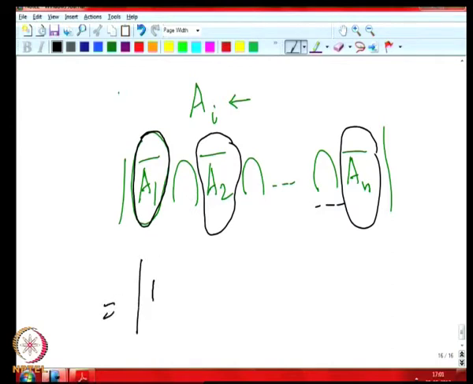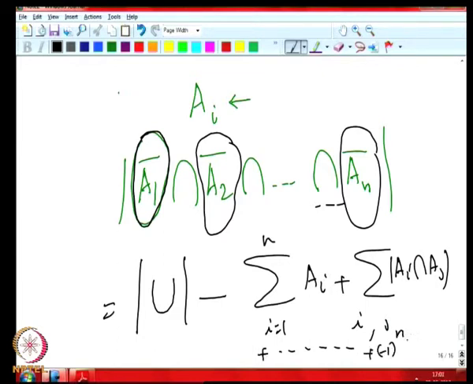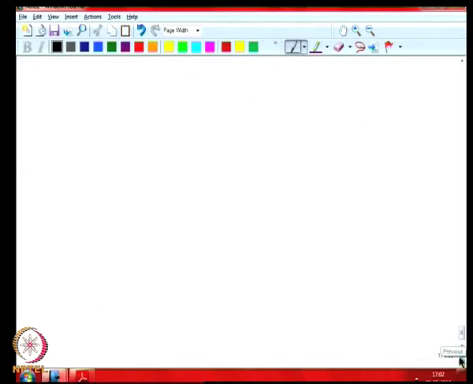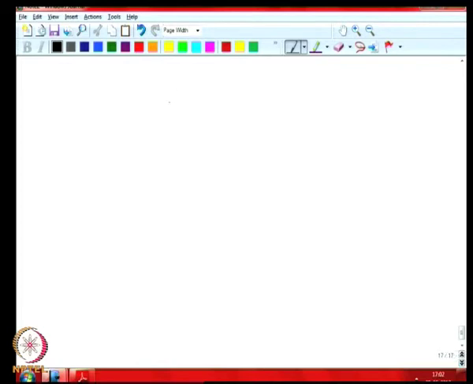This is, by inclusion-exclusion, U minus the sum of Ai for i equal to 1 to n, plus for every pair i, j the cardinality of Ai intersection Aj, and so on, till the last term, minus 1 raised to n times the cardinality of the intersection A1 to An. But we can use a simplified formula. Why? Because if you look at the pattern, for instance, what about Ai? What is the cardinality of Ai?